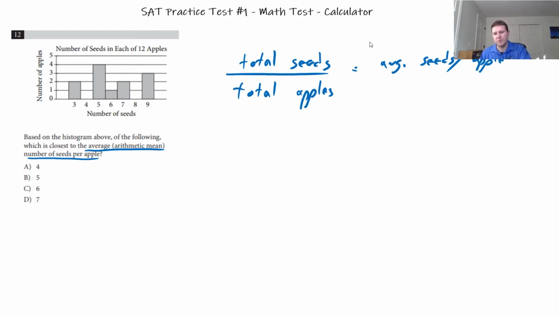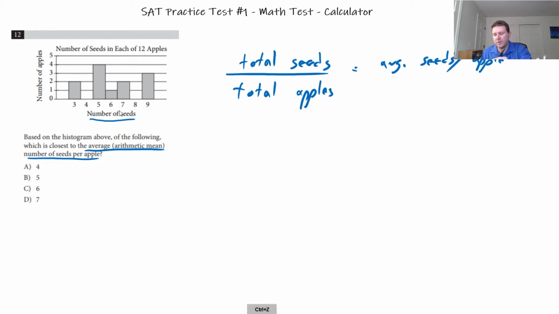A lot of people just end up adding up these numbers, but this is called a frequency distribution or a histogram. And you have to treat these a little bit differently. With any graph on this test, you want to pay really close attention to the labels on the axes. I know it sounds kind of obvious, but a lot of us ignore it, right?